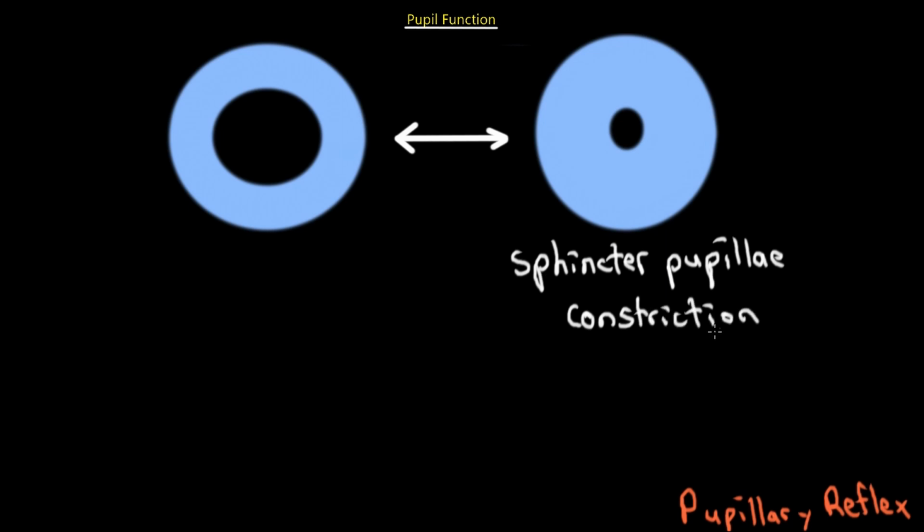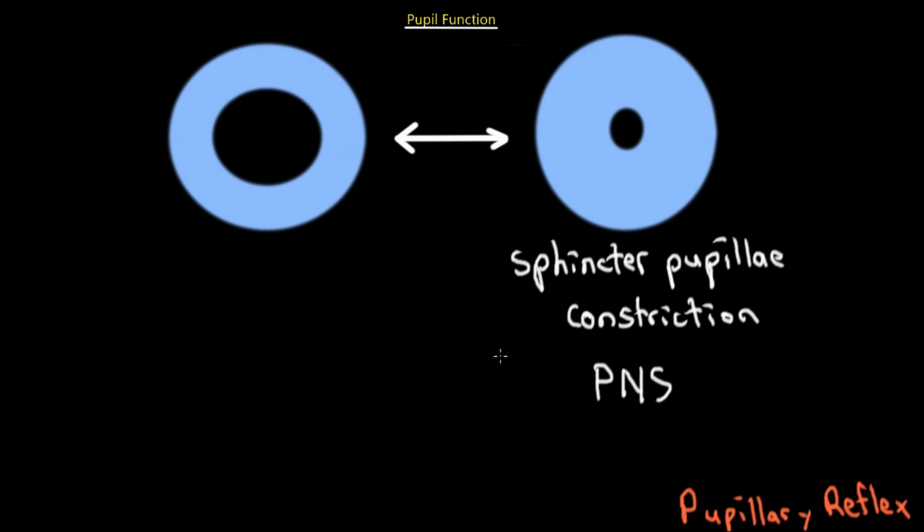So basically this sphincter pupillae muscle is just going to cause constriction of the pupil. That's its only primary function. And this is done by the parasympathetic nervous system, because again, the pupil is typically constricted when the person is in a relaxed state. And for those who are wondering, the oculomotor nerve is one of the 10 cranial nerves that are coming off of the brain.